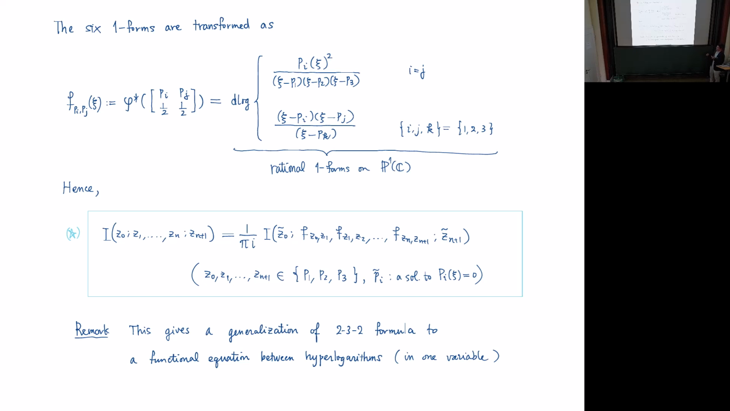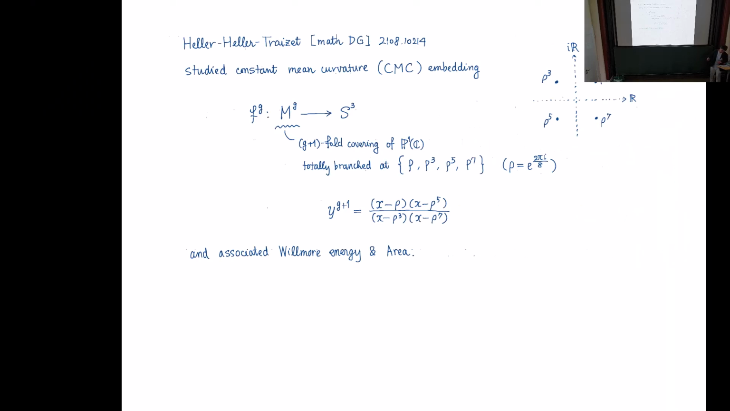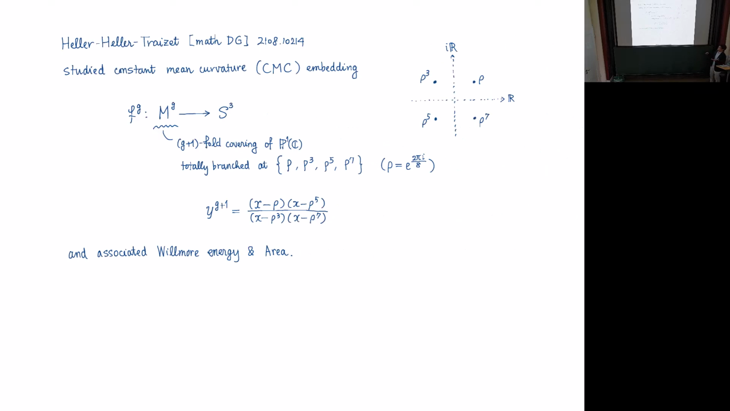And that was about Lawson surfaces, and a special class of them, like this. So it's a curve given by y to the g plus 1 equals this guy. And what he was studying is the Willmore energy, the area of the surface embedded inside this 3-sphere.